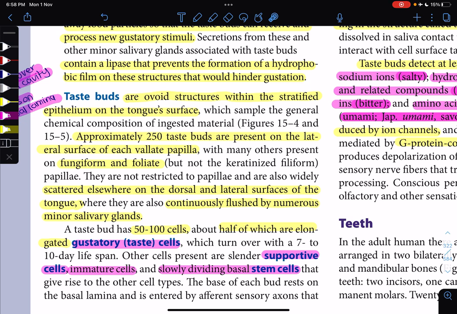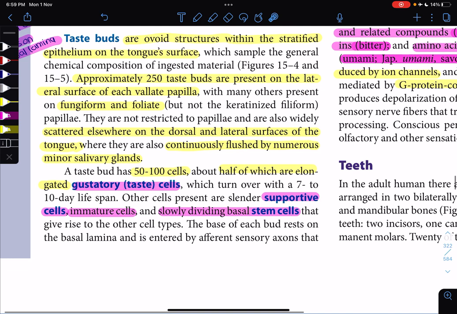The taste buds are not restricted to papillae, and they're also widely scattered elsewhere on the dorsal and lateral surfaces of the tongue, where they are also continuously flushed by numerous minor salivary glands. A taste bud has 50 to 100 cells, about half of which are elongated gustatory taste cells. Gustation means tasting, so gustatory cells are the tasting cells, which turn over with a 7 to 10 day lifespan. Other cells present are slender supportive cells, immature cells, and slowly dividing basal stem cells that give rise to the other cell types.